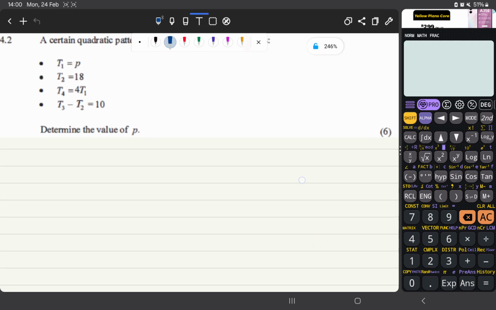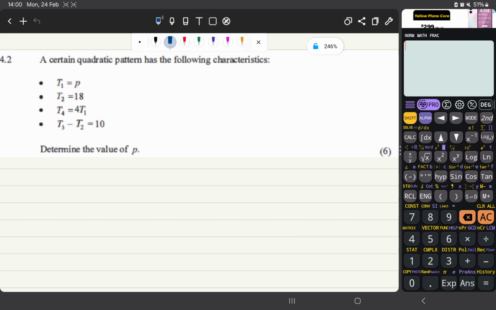Maybe here we have something heavy, because it's actually 6 marks. So let's see. They say term 1 is p, so I'll say p. Term 2 is 18. Term 3 is, and then term 4 is 4p, right? I'm just saying 4p because they're saying term 4 is 4 times T1, right? So we substitute, we have 4p, right? And it's a certain quadratic pattern, right? So we know a thing or two about this.